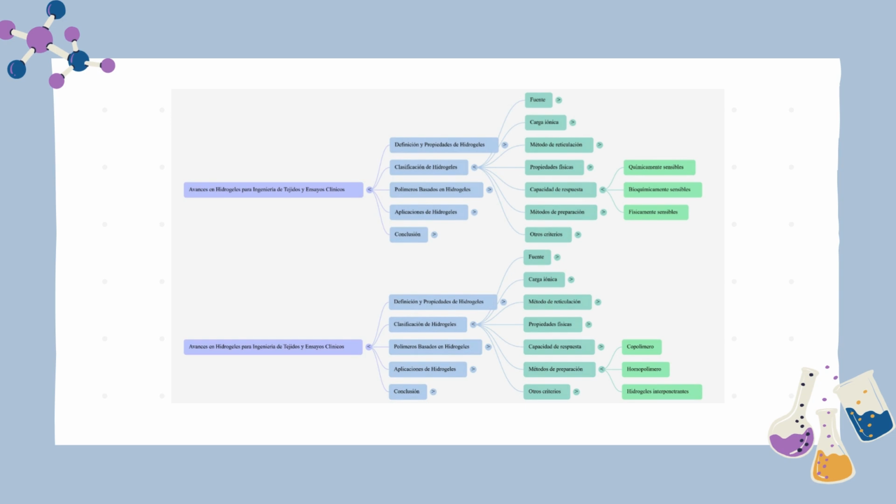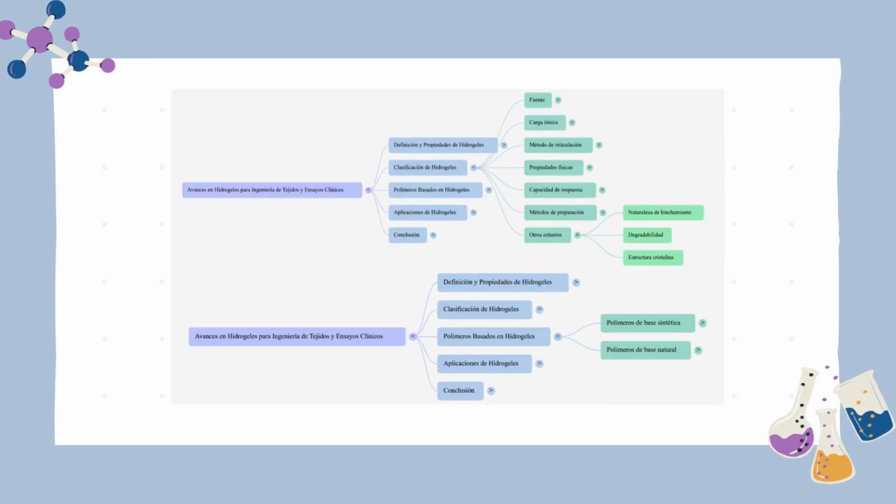Finally, they are also classified by their preparation methods, such as copolymers, homopolymers, or interpenetrating polymers. Other criteria include their swelling nature, degradability, and crystalline structure.